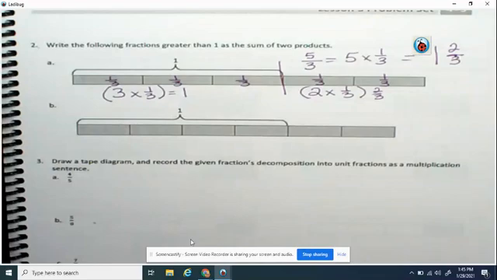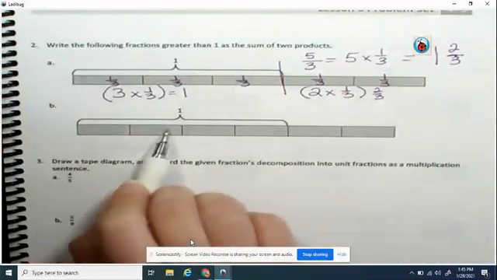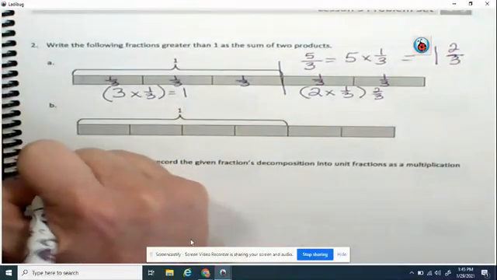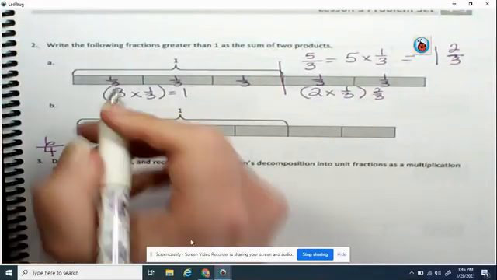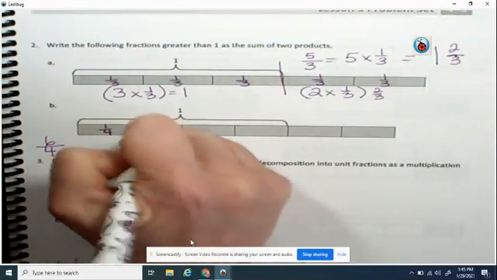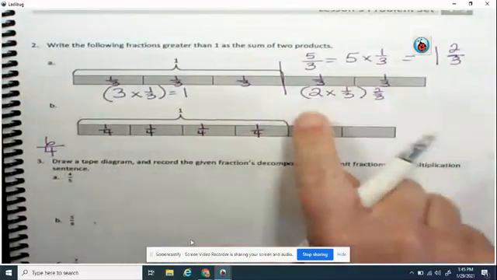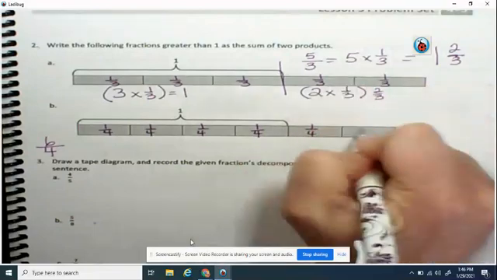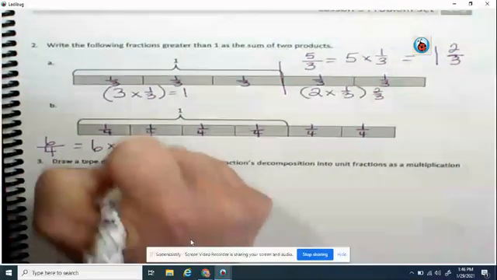All right, hopefully that made sense. All right, this one I've got 1, 2, 3, 4, 5, 6 total pieces, but 1, 2, 3, 4 are in my whole. So it's definitely going to be fourths, and there are 6 fourths. 1/4, 2 fourths, 3 fourths, 4 fourths, and when I get to 4 fourths, that's equal to 1 whole. 5 fourths, 6 fourths. So this could be 6 times 1/4.